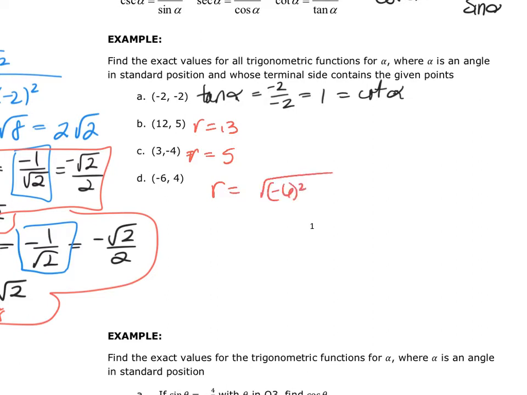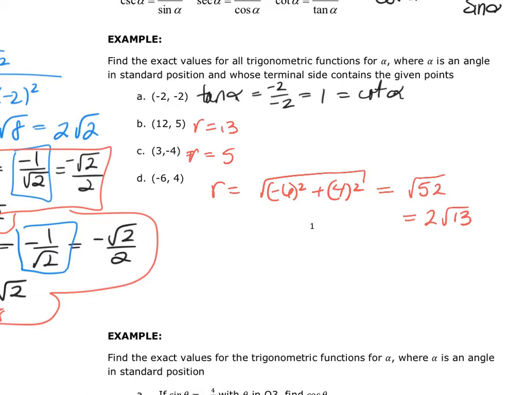This one we're going to find the radius, and when I do the radius, it's going to be the square root of negative 6 squared plus 4 squared. When you do 6 squared, you get 36 plus 4 squared, or 16. So what's 36 plus 16? 52. Do I have any perfect squares embedded in there? 4 goes in there. How many times does 4 go in there? 13 times. So this is 2 root 13. You don't have to rationalize, but you do need to simplify your radicals here.